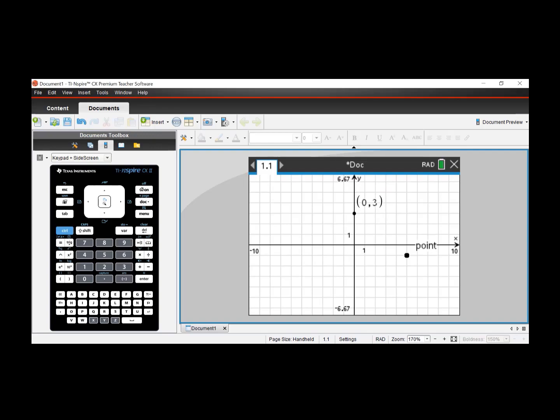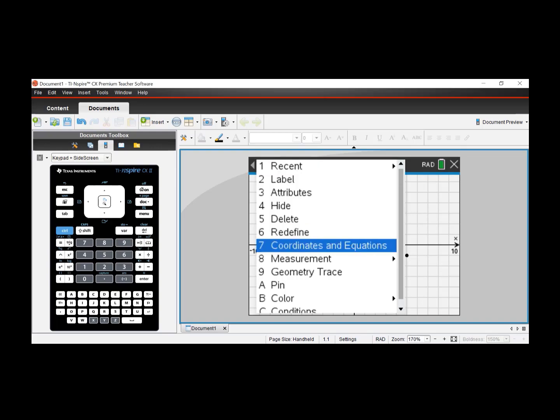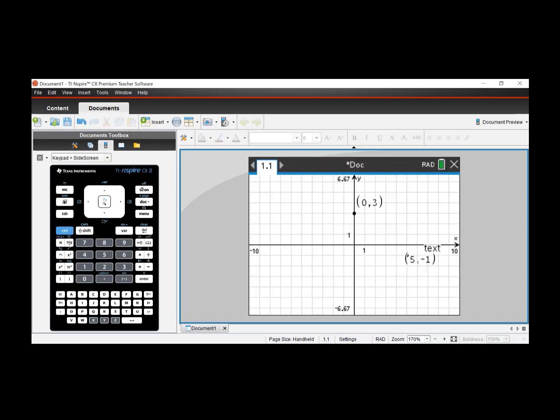I'm going to do the same thing over here at the other point. I'm pointing at it, so it says the word point, control menu, coordinates and equations. And I'm going to move it out of the way a little bit. So there we go. We've plotted our 2 points.